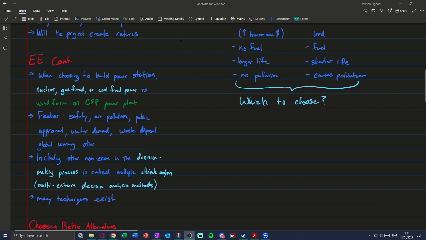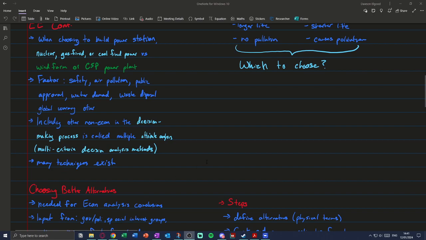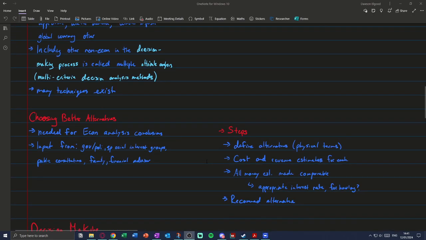So you're also going to include non-economical factors or issues in the decision-making process, and that's called multiple attribute analysis. So basically, a whole bunch of different criteria are involved when making the decision. So there's a bunch of different techniques that exist when it comes to making a decision.